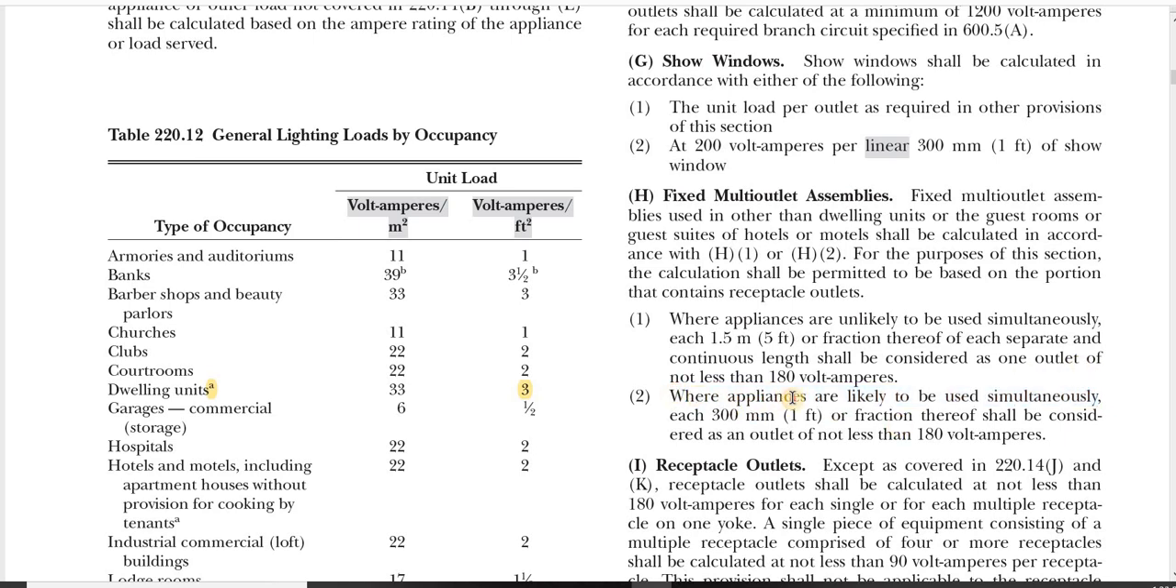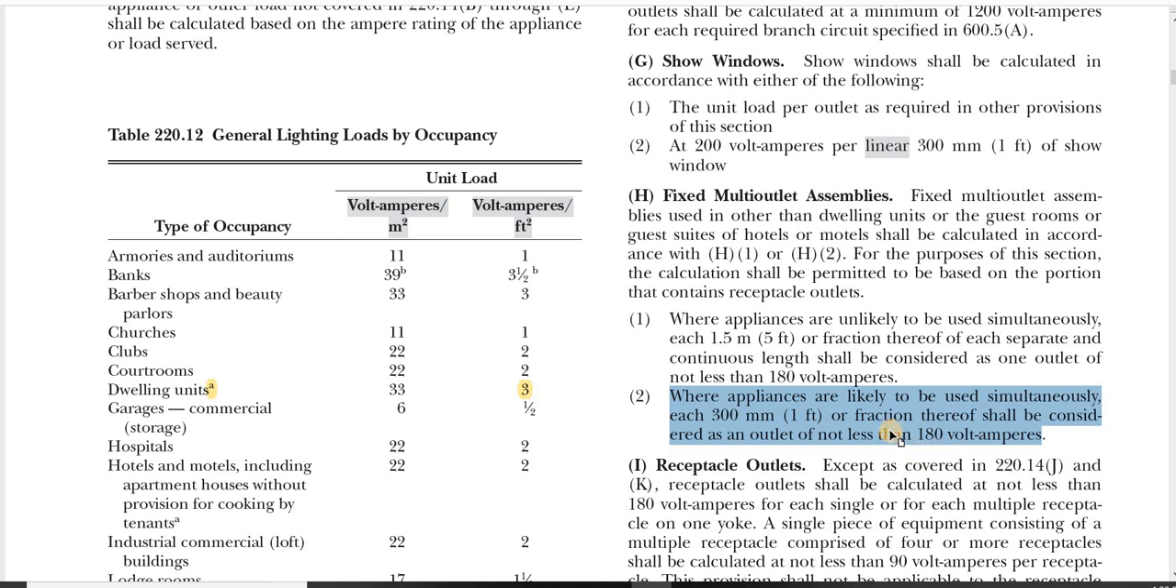So it says, where appliances are likely to be used simultaneously, each 1 foot or fraction thereof, and it applies the same way. If it was 1.5 feet, the half foot is a fraction thereof. So 1 foot would be 180, and that additional half of a foot would still be another 180. Okay? So it says, where appliances are likely to be used simultaneously, each 1 foot or fraction thereof shall be considered as an outlet of not less than 180 VA.